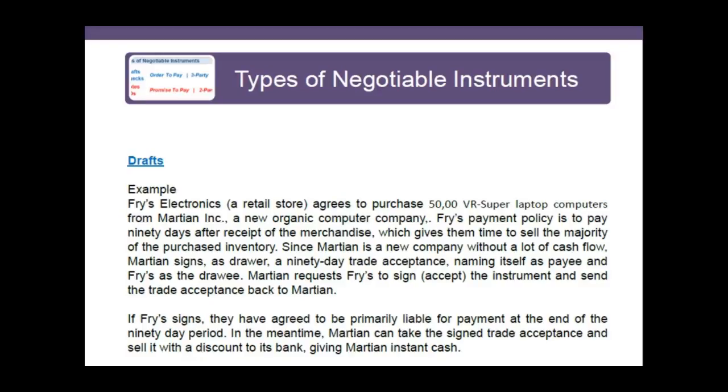If Fry signs, they have agreed to be primarily liable for the payment at the end of the 90-day period. In the meantime, Martian can take the signed trade acceptance and sell it with a discount to its bank, which would give Martian cash instantly. So, just as a review, remember that for a draft, the drawee has to be a third person who holds the funds, and it has a maturity date. For a check, the drawee must be a bank, and the check has to be payable on demand, meaning it has no maturity date.